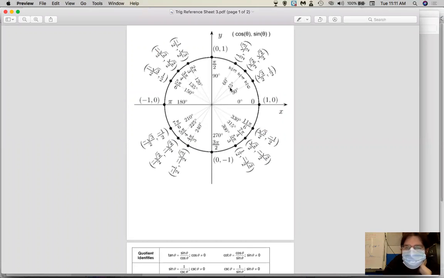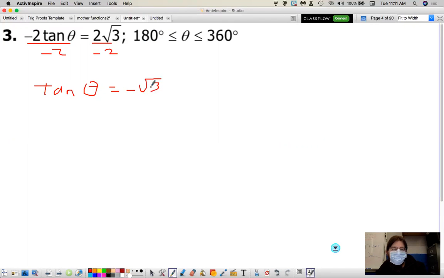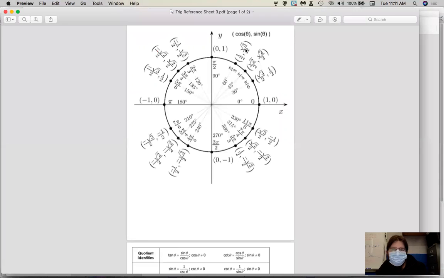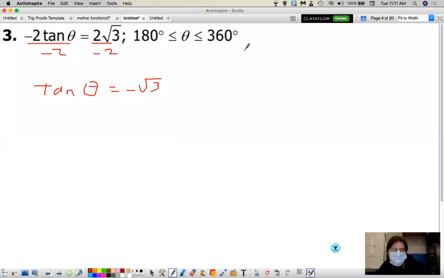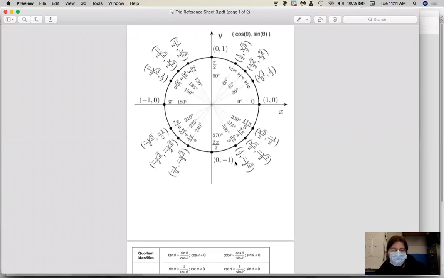Now, the unit circle doesn't have tangent on it. It's got sine and cosine. But we know tangent is sine divided by cosine. So to get our tangent values, we divide the sine value by the cosine value. I need negative square root of 3. So that means I need square root of 3 over 2 on top. Let's try that out. It needs to be negative, and we need to be down here. So, right, let's try this one.